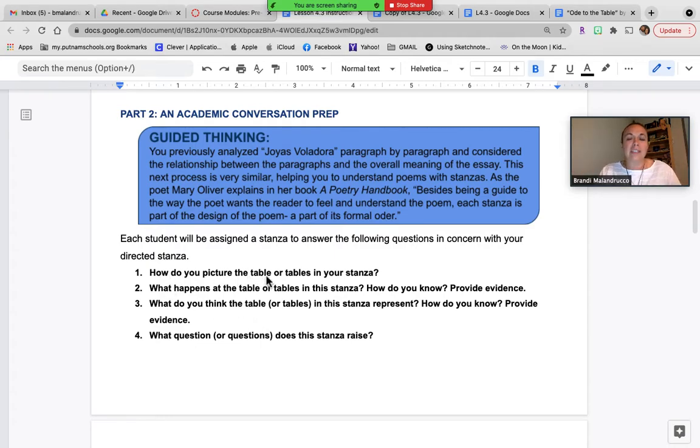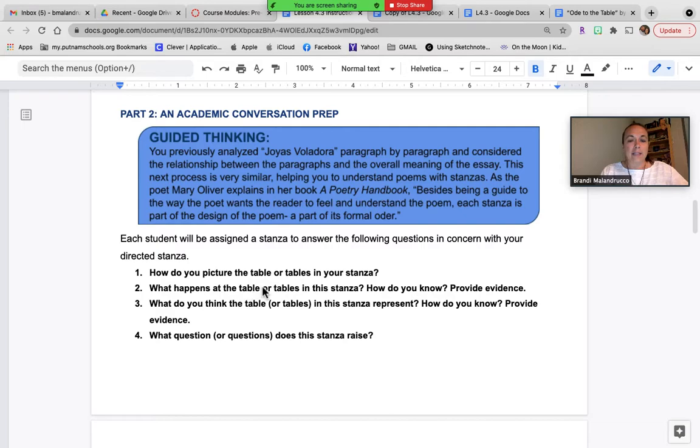How do you picture the table or tables in your stanza? Literally, how do you picture them? If you've got the rich man's table, what kind of table are you seeing there? If you've got the table in stanza one, is it just a regular old brown kitchen table? What does gluttony's table look like? What does the lonesome aunt's table look like?